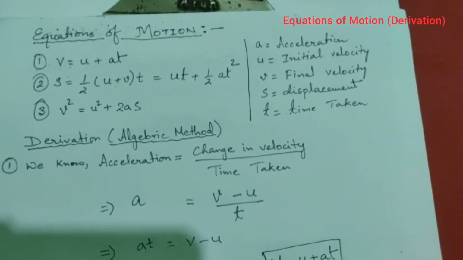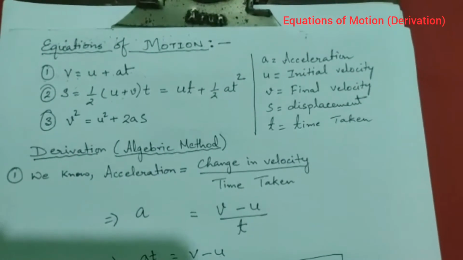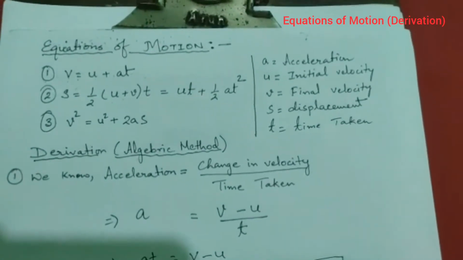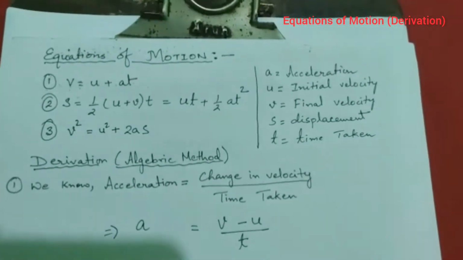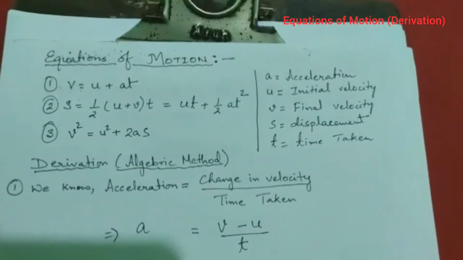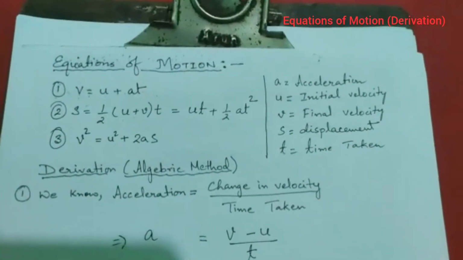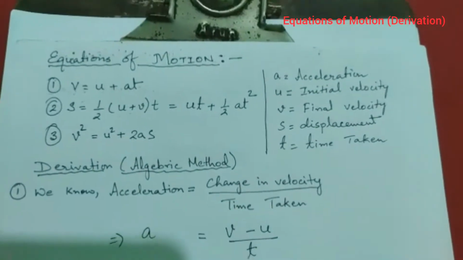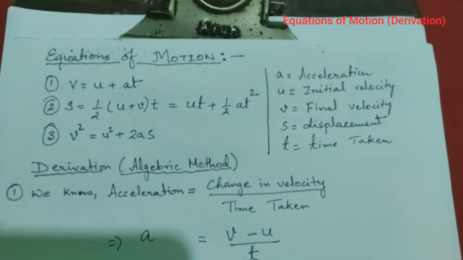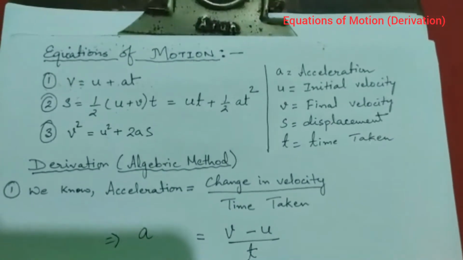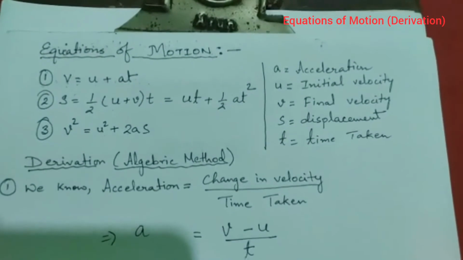First we will be talking about the algebraic method. For uniform acceleration we have three equations of motion which relate initial velocity u, final velocity v, acceleration a, time of journey t and distance travelled s. The equations are v equal to u plus at, the first equation. Then we have s equal to half (u plus v) multiplied by t, or ut plus half at square. And finally we have the third equation of motion, v square equal to u square plus 2as.